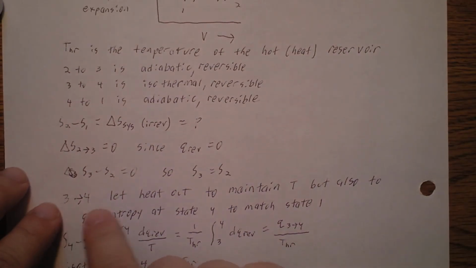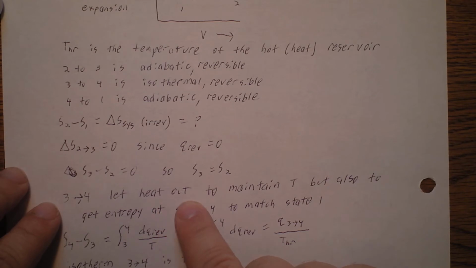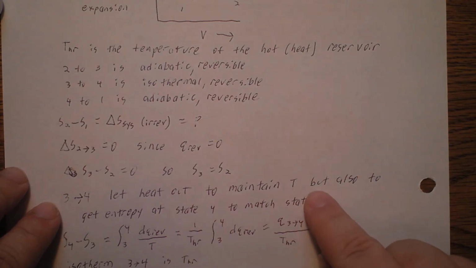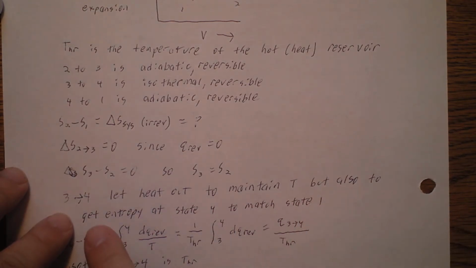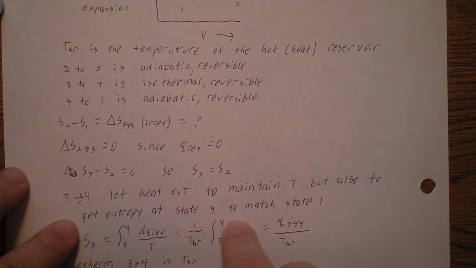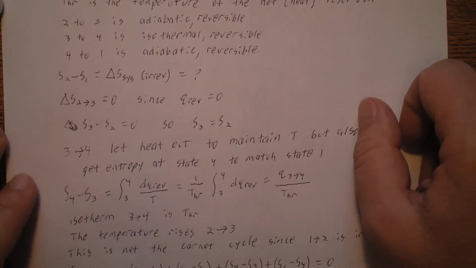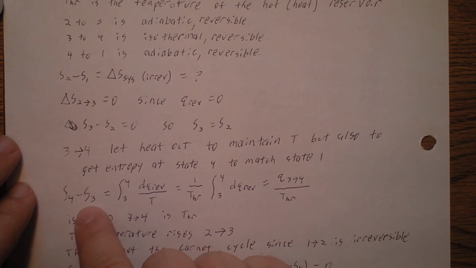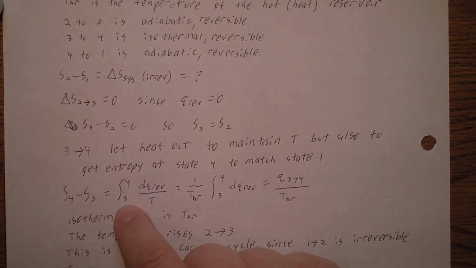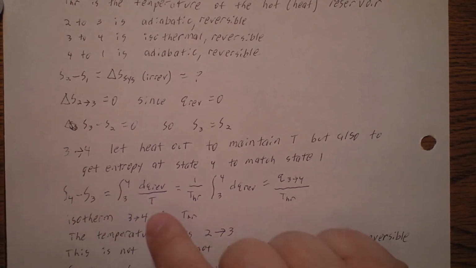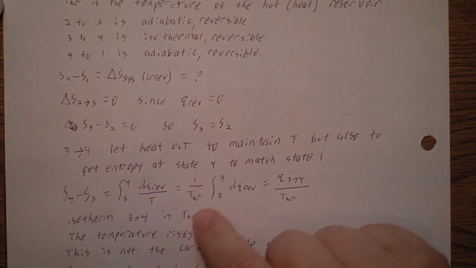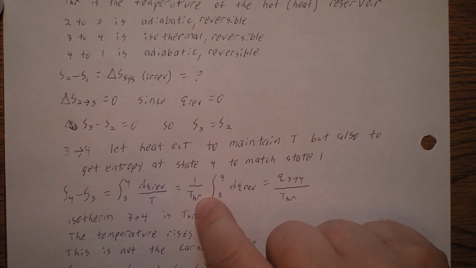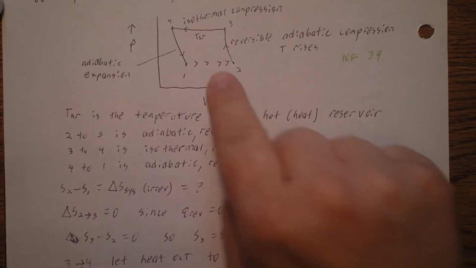Now, going from state 3 to 4, we're going to let heat out to maintain constant temperature. But we're also going to get entropy to state 4 so we can match state 1. So the entropy of state 4 minus the entropy of state 1 is going to be the definite integral from state 3 to state 4 of dq reversible over temperature, is equal to 1 over the temperature of the hot reservoir. Remember, that's on the diagram.